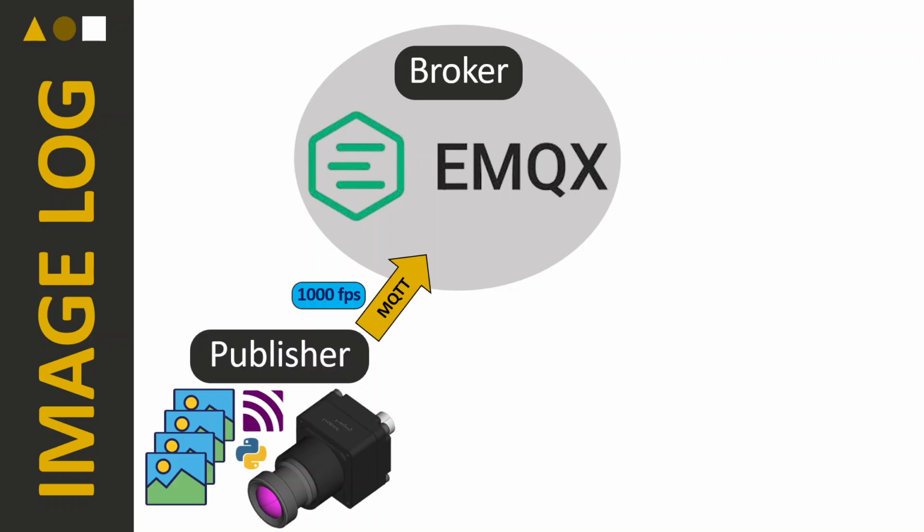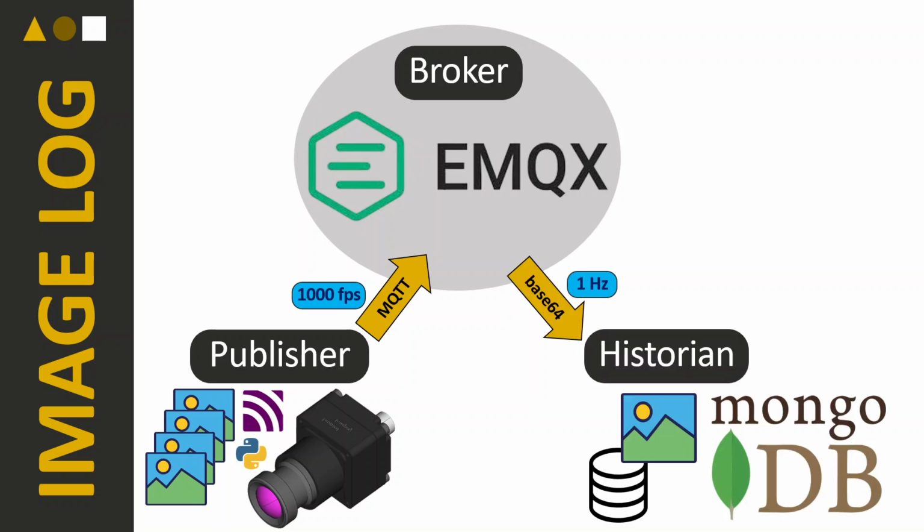The next step is to have a publisher, so your machine vision camera publishes the images via MQTT. In that case, it's 1,000 images per second, so 1,000 frames per second. What we want to do is take a sample of that and store it once every second in a historian. We encode those images just to make the storage simpler, and we store them in a NoSQL database, which is MongoDB, because it's pretty useful for large document storage.